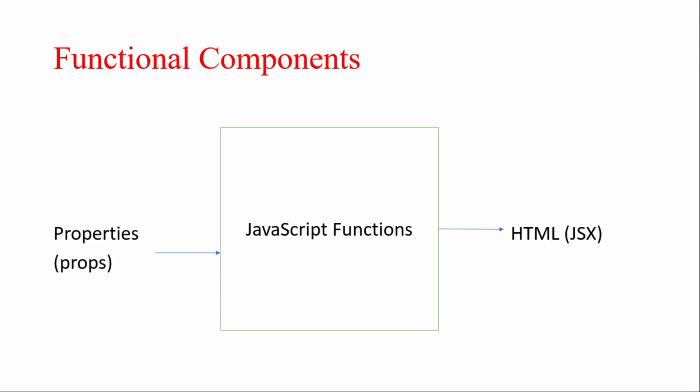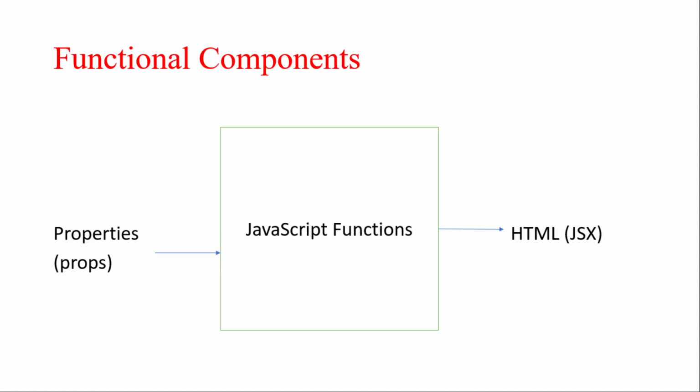Here the HTML is something known as JSX, but for the sake of understanding from the beginner's point of view, let us assume we call it HTML. So functional components are JavaScript functions which receive an object of properties as input and return HTML which describes the UI.